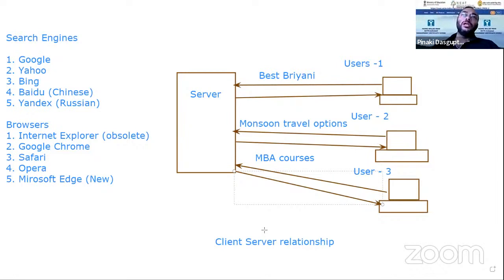Now, how does Google get all this information? How does Google have all the information we are looking for? Google has all the information about biryani. Google has all the information about monsoon travel options. It has all the information about MBA courses. How does Google get all this information?